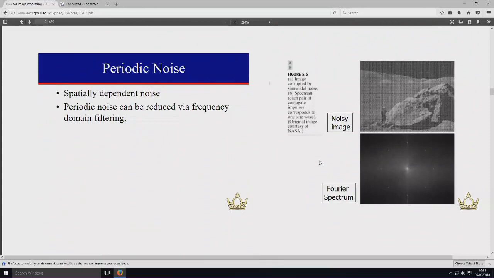Okay, it's periodic noise. It's spatially dependent. You can see in this image we have some patterns, some horizontal and vertical lines. If we find the Fourier transform of that image, we may have some high values at some points. Those high value points actually give us the frequencies of those patterns. Okay, this is periodic noise. If we can remove those points, we can actually remove the periodic noise in that image. Or we can remove all others, just take out those points, and we can actually extract the noise pattern in the image.